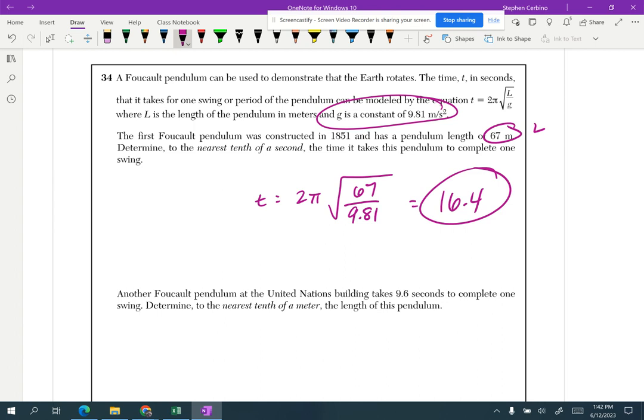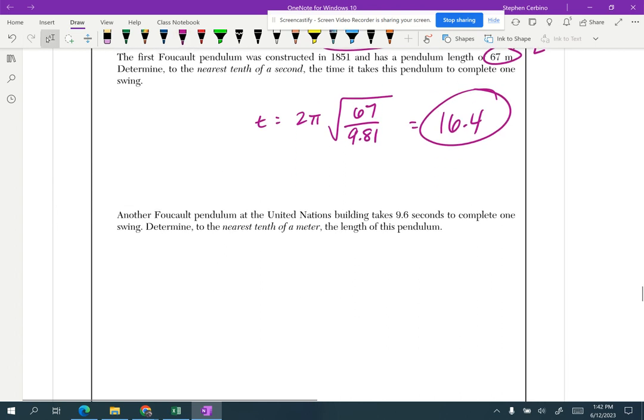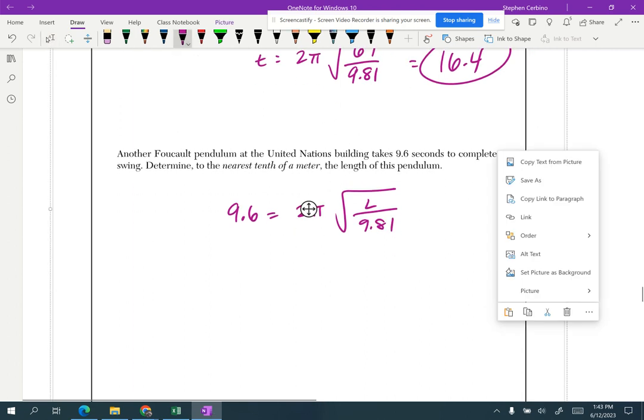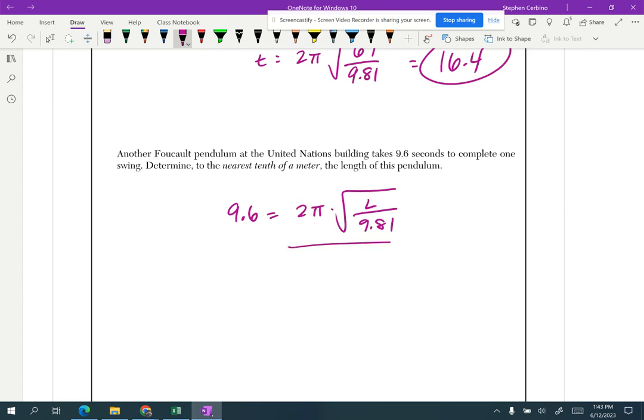Second part was the hard part. So it says the time is 9.6. It's still going to be 2 pi. This time I just don't know L. So the algebra involved here is first you got to get rid of 2 pi. So since it's multiplied, I'm going to divide by 2 pi. So I get 9.6 over 2 pi is equal to the square root of L over 9.81.